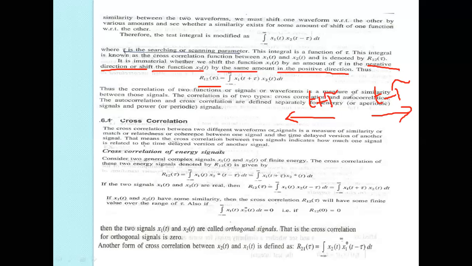The values of the tau here: t minus tau and t plus tau. Okay, so R12 of tau becomes the integral of x1 of t plus tau and x2 of t dt.